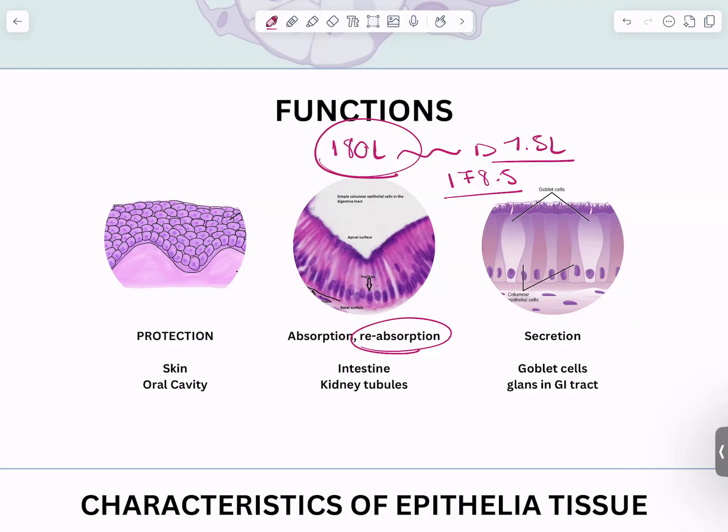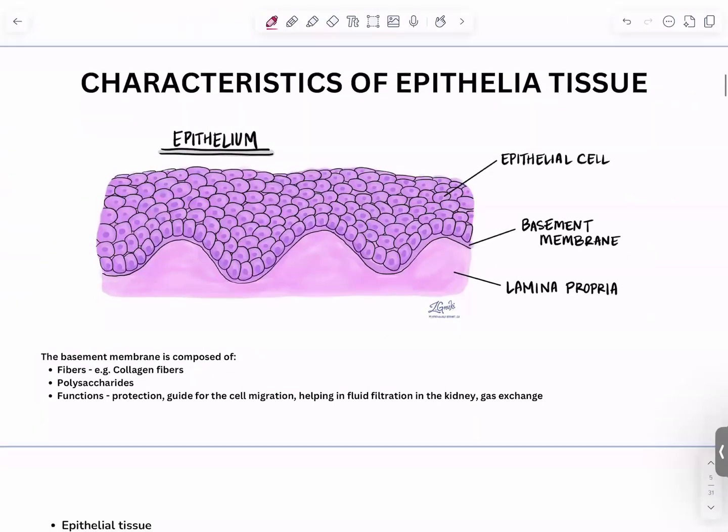That's a very important thing, because there is a possibility I will give you questions to compare the features of epithelial tissue and connective tissue, and you must be able to name at least two or three of them. So let's go to the epithelial tissue.